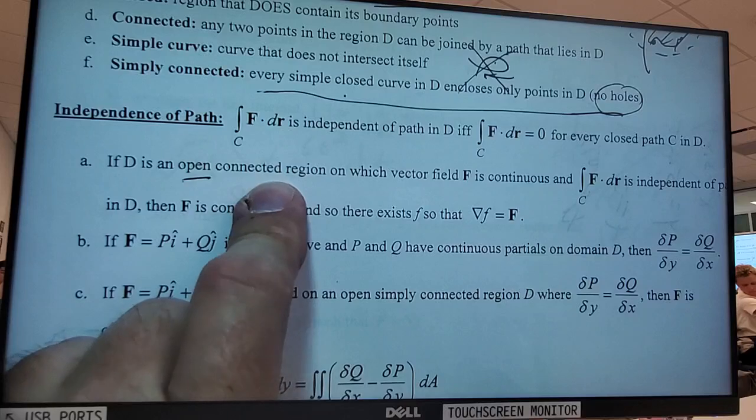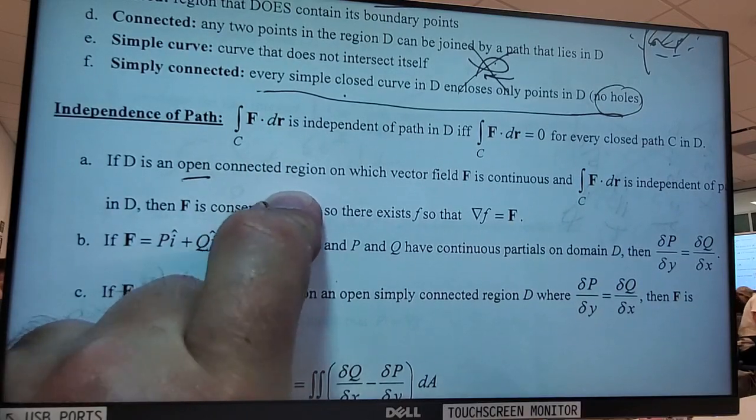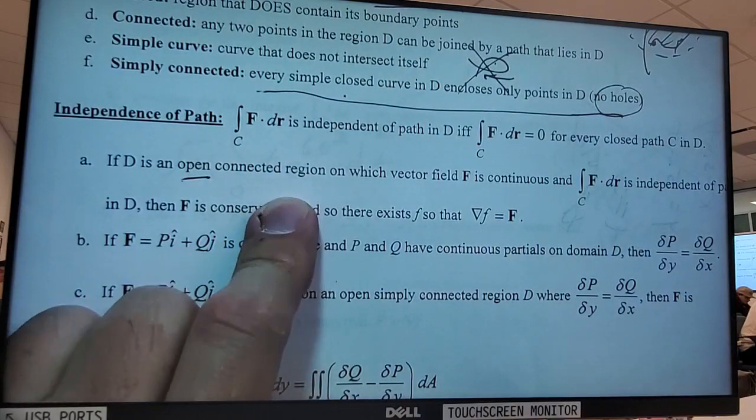So like in Math 180, you had to have a continuous function. You almost always did. Had to be differentiable. It almost always is.